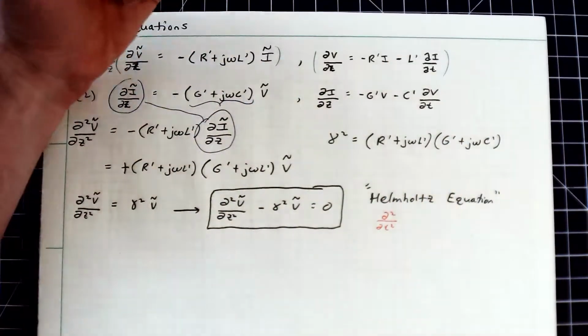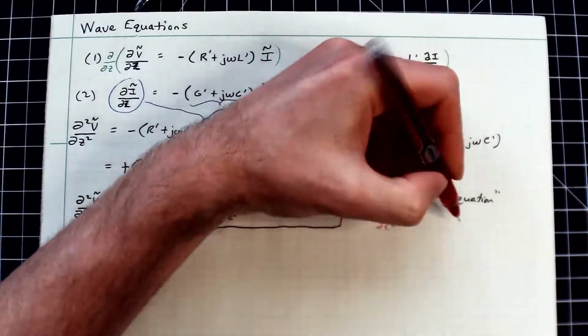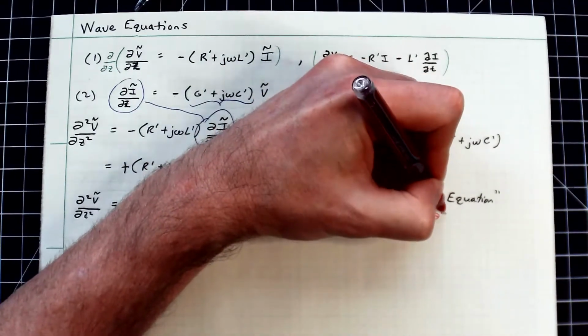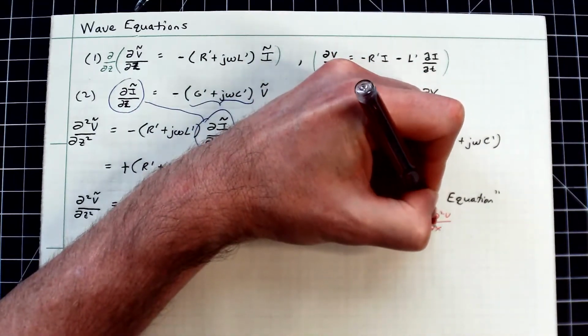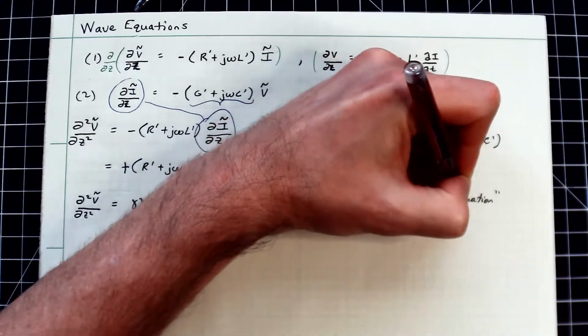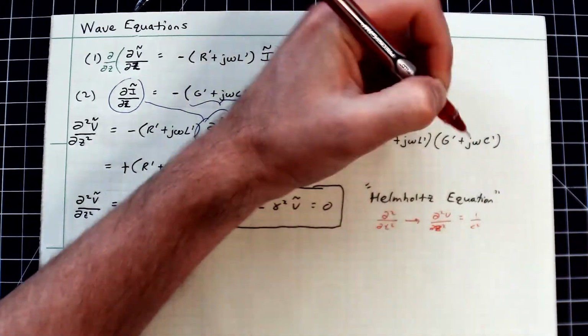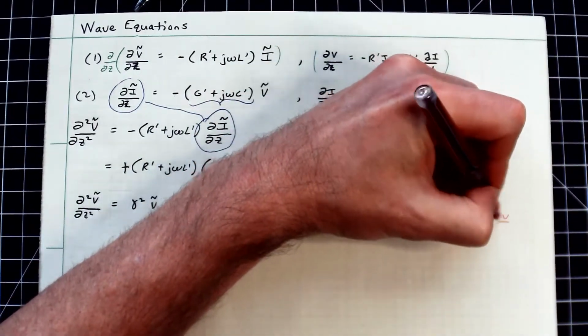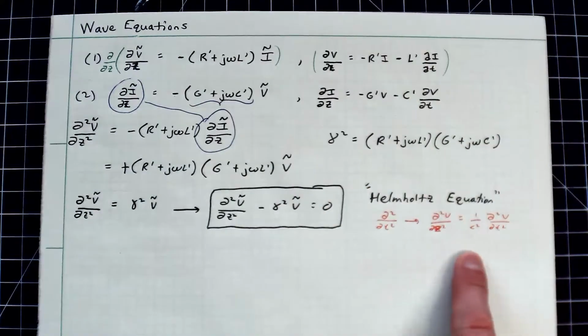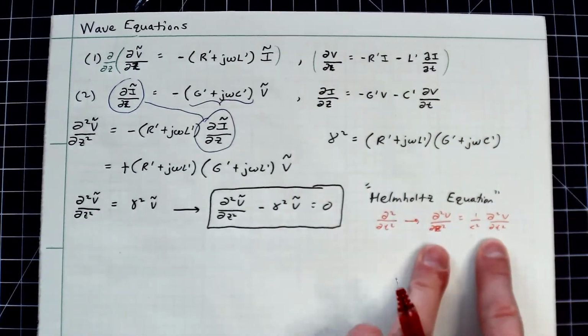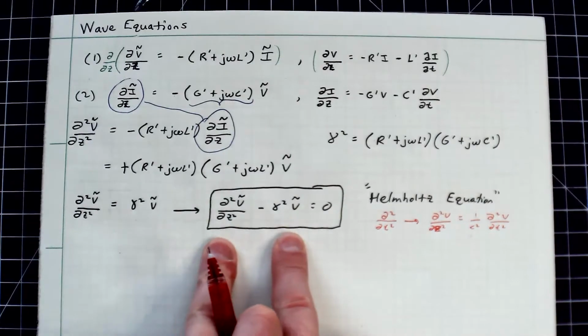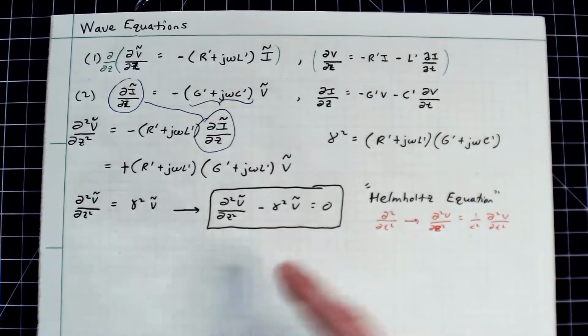So if you remember from partial differential equations, the wave equation usually looks something like partial squared v with respect to, we'll say z squared, is equal to 1 over c squared times partial squared v with respect to t squared. So you can see how the wave equation here shares a lot of interesting features with the Helmholtz equation.